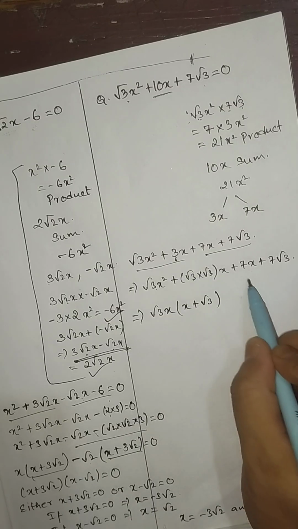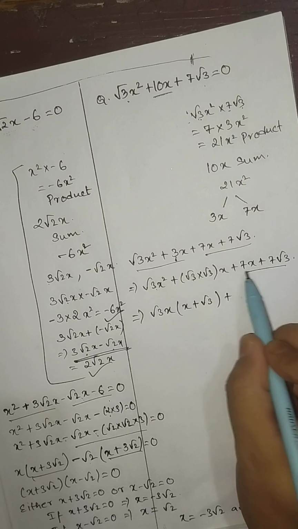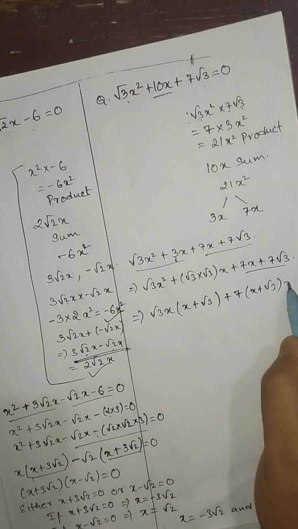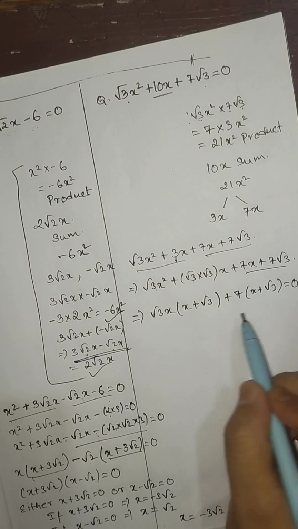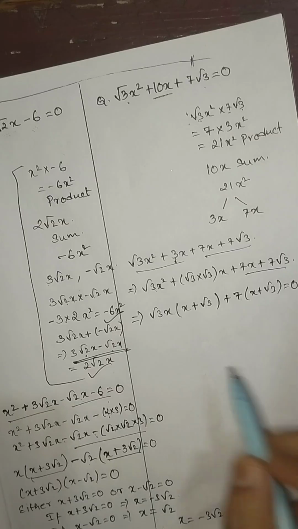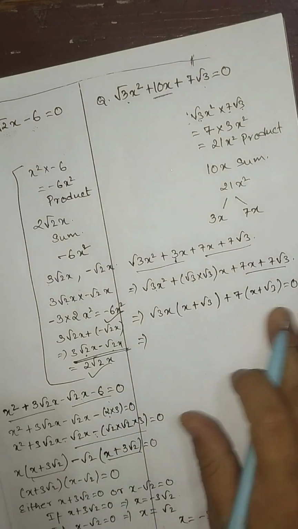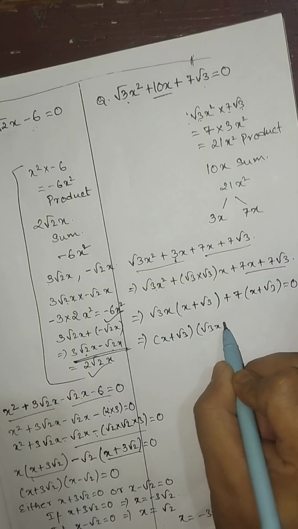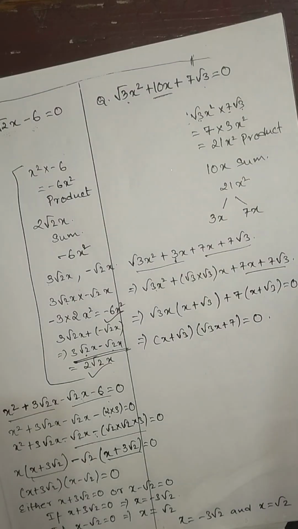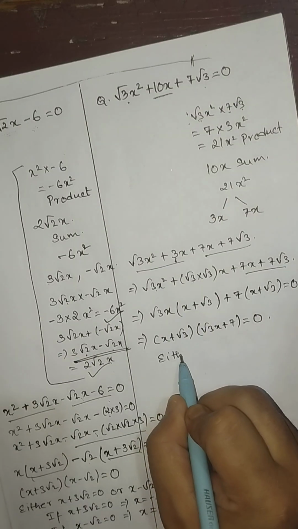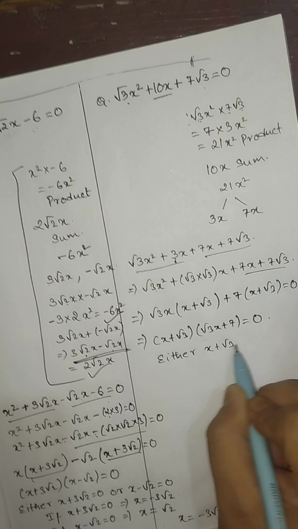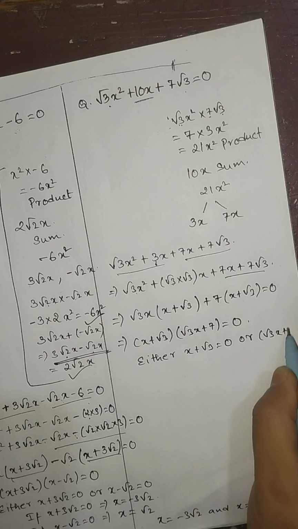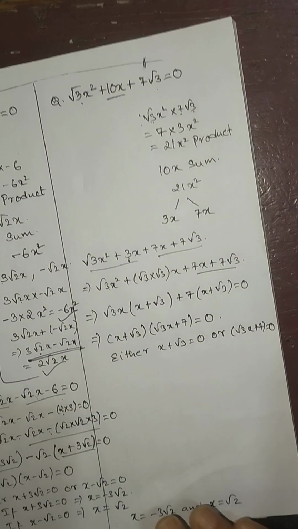Okay, in the second group we are left with 7x plus 7 root 3. So it's very clear, 7 is common, so we are left with x plus root 3. Now you can clearly see that we have x plus root 3 and x plus root 3 common, so we are absolutely correct. So throughout this expression we have x plus root 3 common. I'm going to take this out. Then we are left with root 3x plus 7 equals to 0. Alright, now again we are going to write the statement, either x plus root 3 equals to 0 or root 3x plus 7 equals to 0. Okay, we are going to write that.